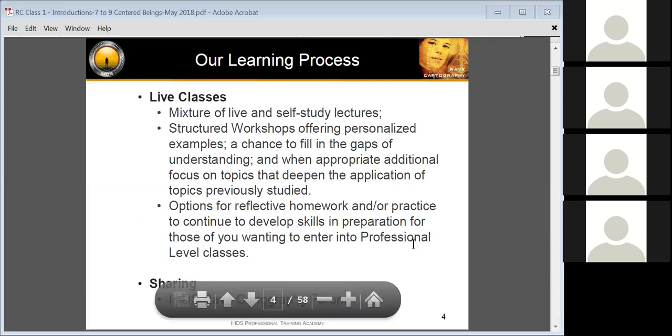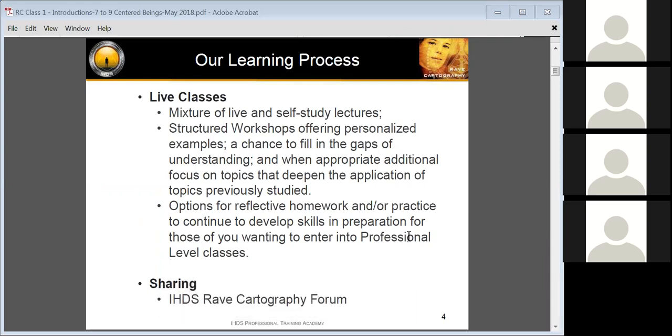And then I also offer you through the lecture mode opportunities at the end for some reflective homework, or an opportunity or a suggestion, really an encouragement to practice continuing to develop your skills, keynoting skills, or ways to really put together and synthesize the material you're learning. That helps those of you entering into professional level classes later, so that you're always practicing and getting yourself oriented towards looking at the chart in a certain way.